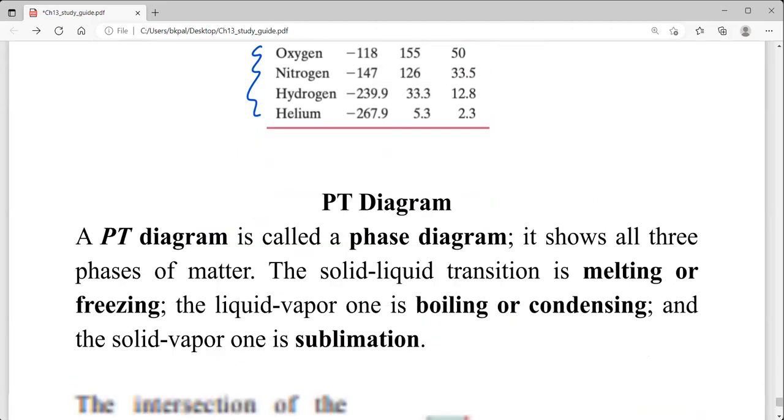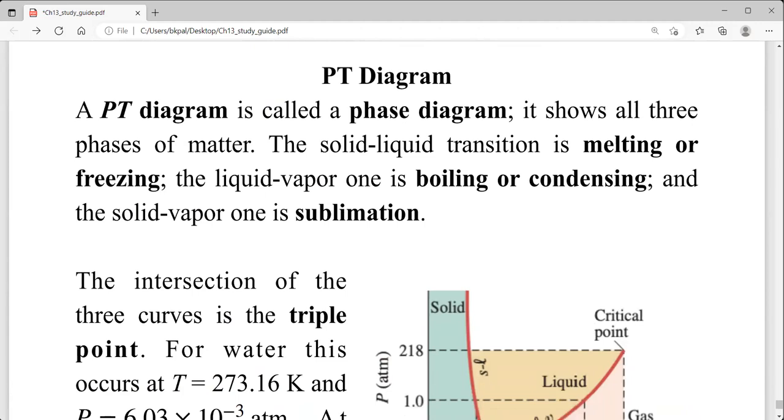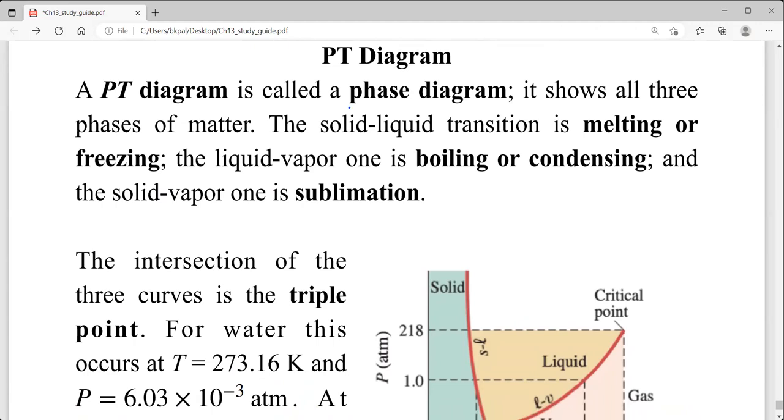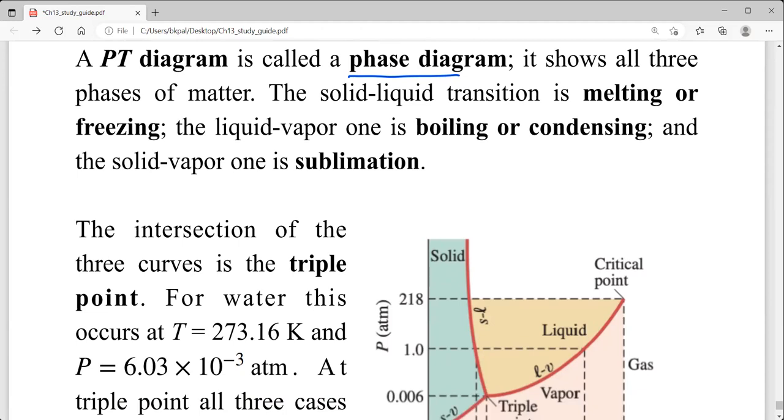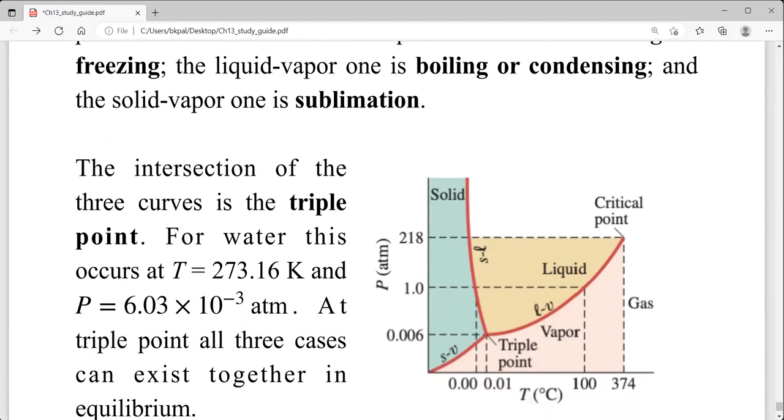The last thing is the PT diagram. Similar to the PV diagram, there is also a PT diagram, and the PT diagram is also known as the phase diagram. It shows all three phases. As you know, there are three phases: solid, liquid, and gas. This graph shows us the PT diagram, or the phase diagram, of water. Here you see that this line separates the solid and liquid phase. This line separates the liquid and gaseous phase, and this line separates the solid and gaseous state.